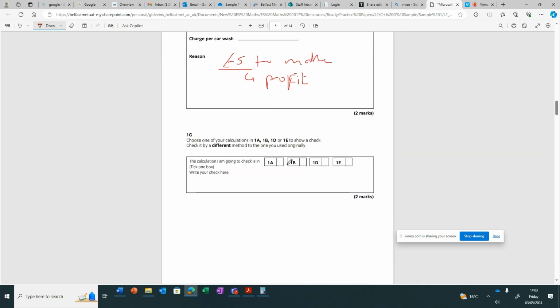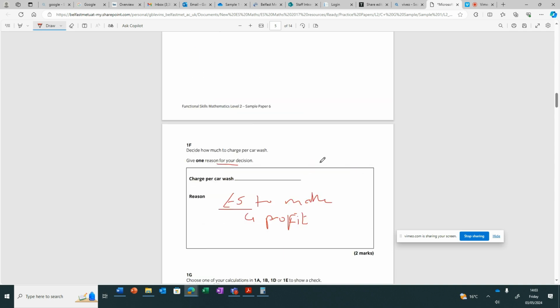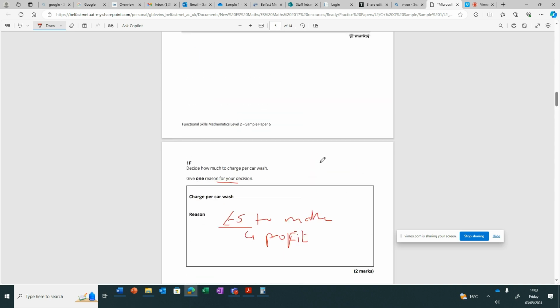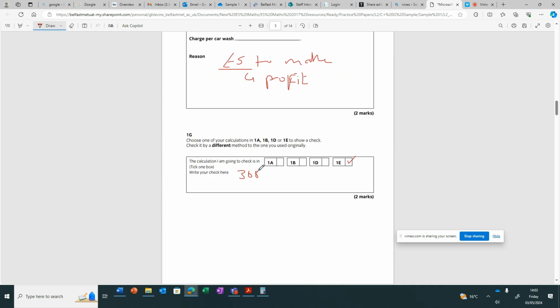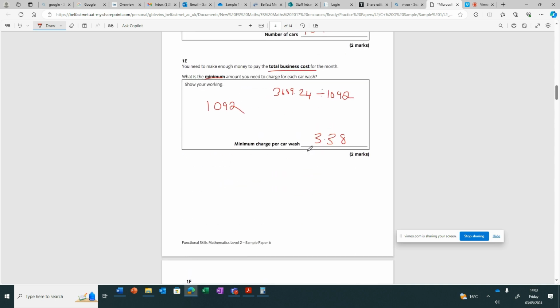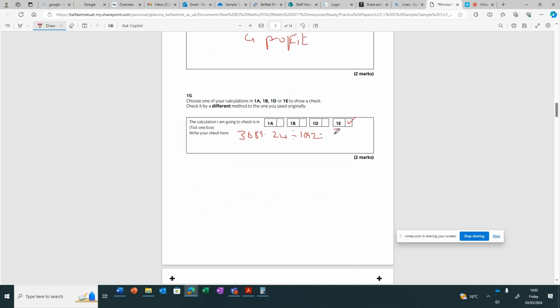If I take 1E and check it, the calculation we did was 3689.24 divided by 1092. That got £3.38. To check it's right, do an inverse or a reverse. I take my answer, and instead of dividing, I multiply, and I get back to where I started from.